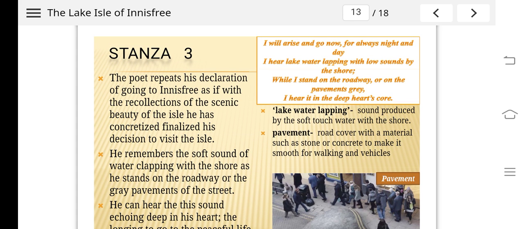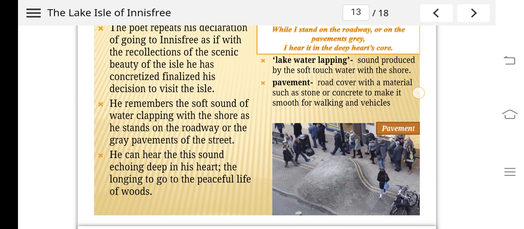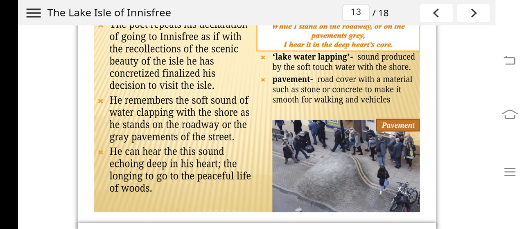Now you can see lake water lapping. That means a sound produced by the soft touch of water with the shore. Pavement, that is road covered with a material such as stone or concrete to make it smooth for walking and vehicles, right? You can see here in the picture image.